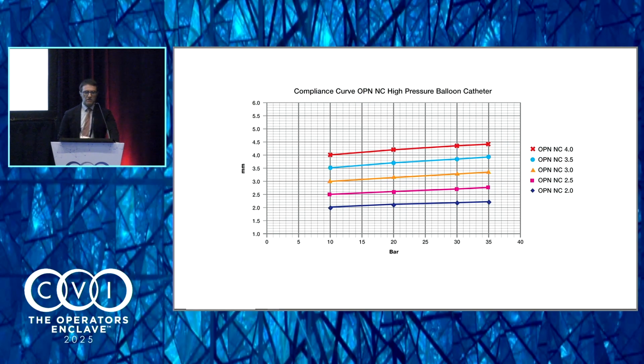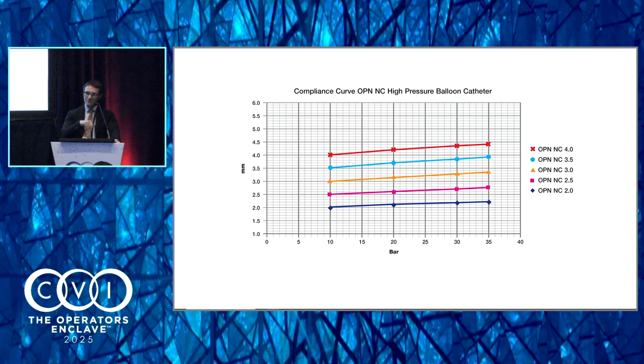This is the compliance curve of OPN-NC, just to understand how we say underexpand. An OPN-NC balloon, normally, until 35 atmospheres, maintains the diameter. Up to 35 atmospheres, the gain is 0.5. This is the concept behind undersizing.